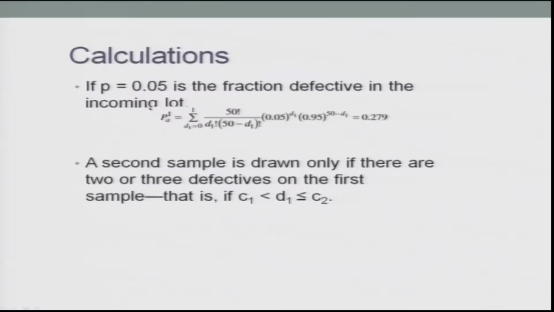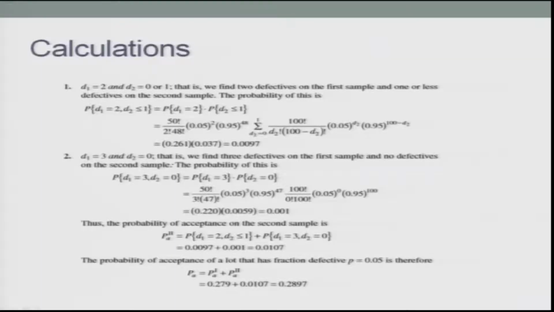So, a second sample is drawn only if there are 2 or 3 defects on the first sample, and depending on how the example has been formulated, the values of small n1, small n2, capital N, small c1, small c2, small d1 and d2 would basically dictate what the values are. So, calculations would be done accordingly. I will just go through the steps in general. I will again illustrate that later on in the class.